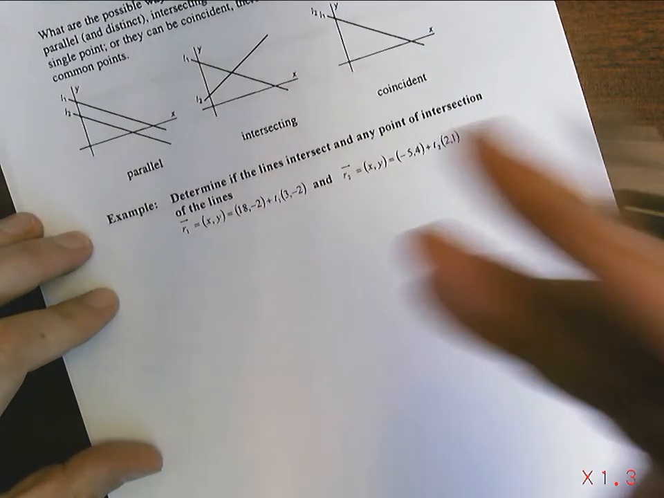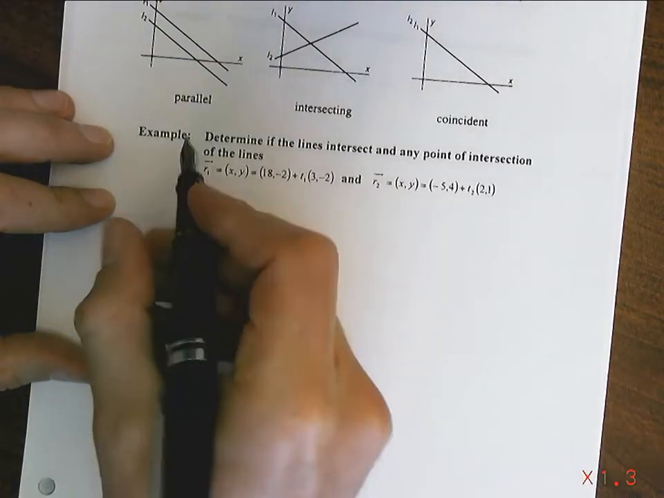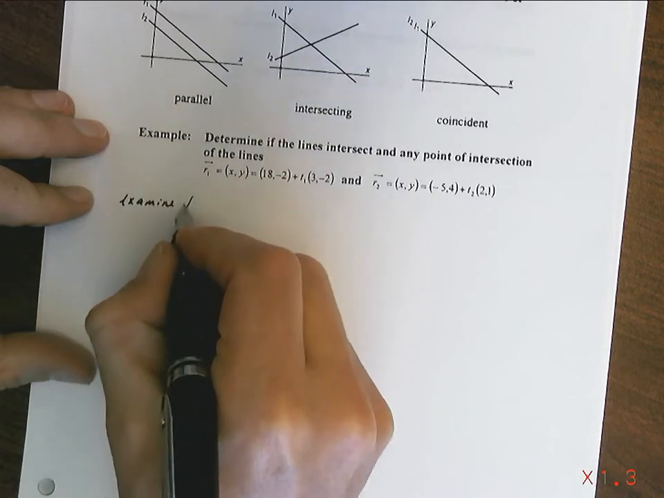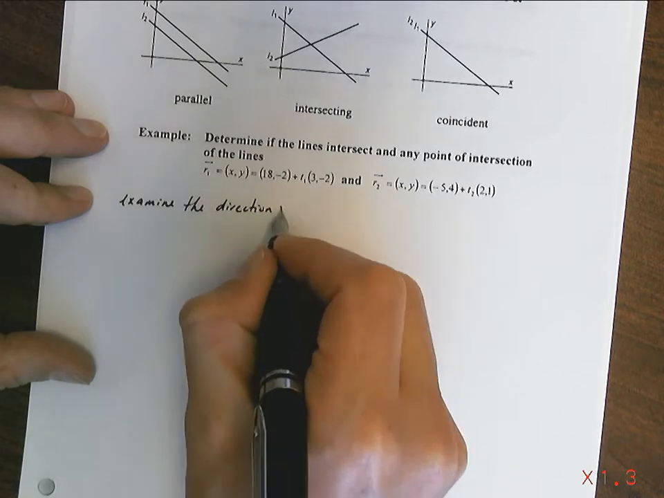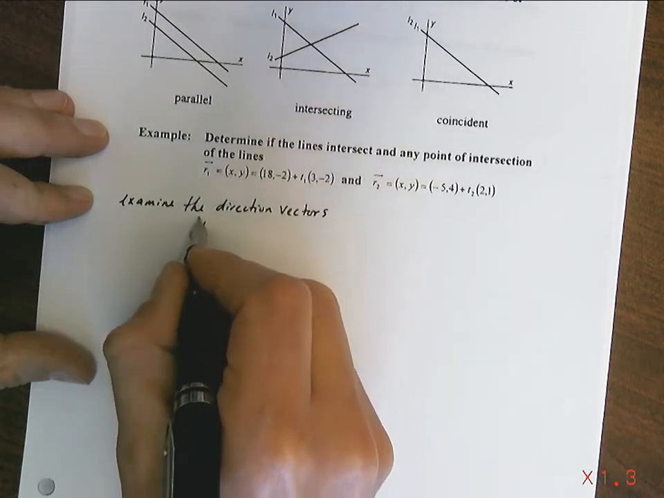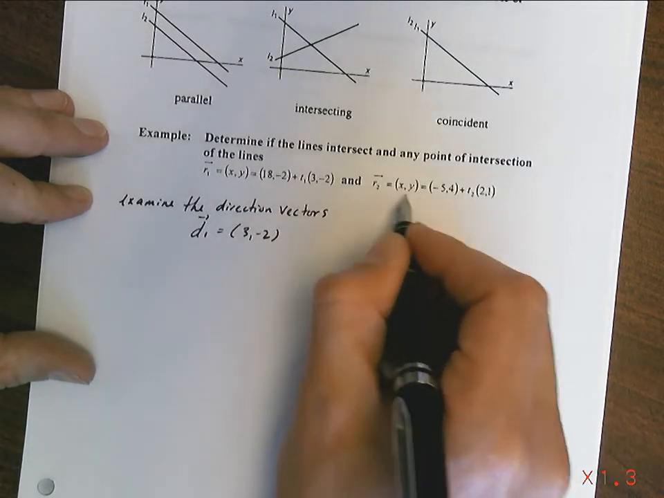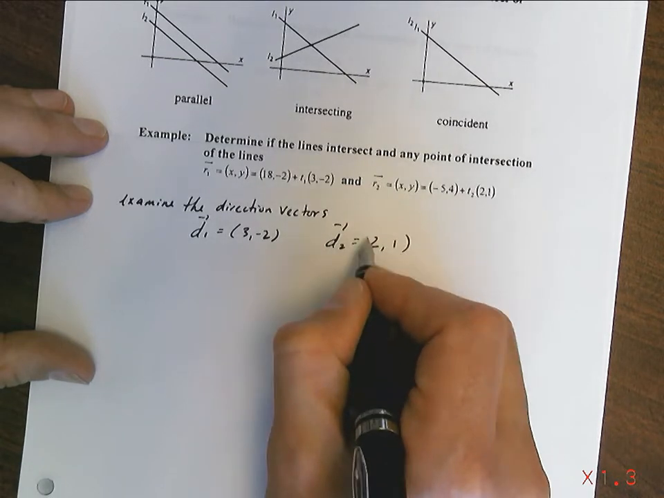So the first thing we're going to look at is we're going to examine the direction vectors. So examine the direction vectors. Okay, this guy has a direction vector of 3, -2. This guy has a direction vector of 2, 1. Take a look at them.